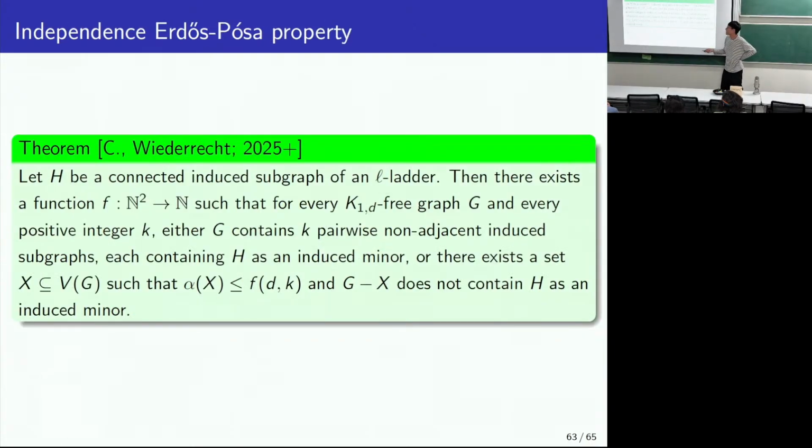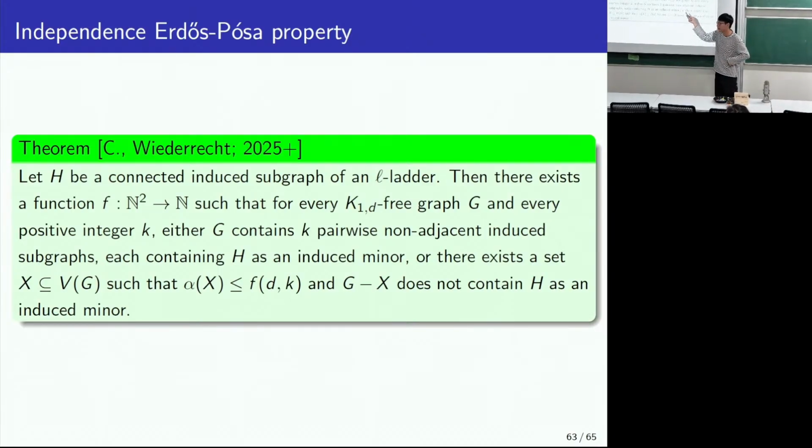Okay, another thing is this independence Erdős–Pósa property. For any connected induced subgraph of this ladder, we can make this Erdős–Pósa-like property, saying that we can find many disjoint copies of this subgraph, or we can find a vertex set that has small independence number, and when we delete this vertex set, there is no H remaining in our graph.